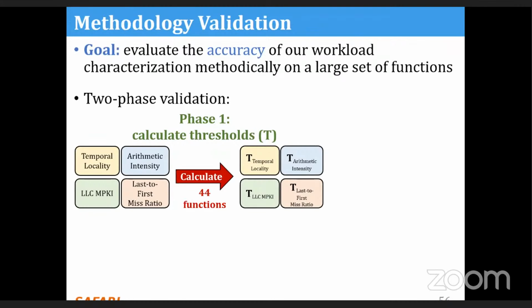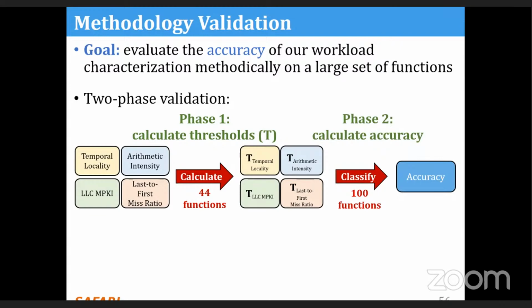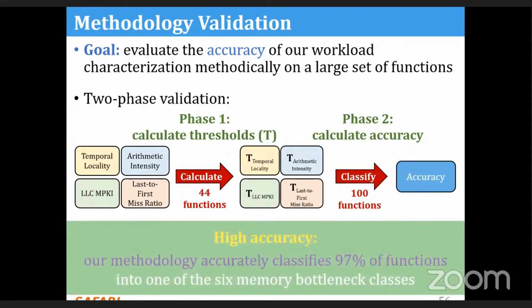And then we validate the methodology. The validation of the methodology is in 2 phases. The first one is focused on the 44 workloads, and what we have to define here is the threshold. I'm saying MPKI is low or MPKI is high, or LFMR is low or LFMR is high, but I need to define what low and high mean. To do so, we define this threshold by analyzing the 44 workloads. After that, we validate the methodology using the rest of the functions that we identified in the very beginning.